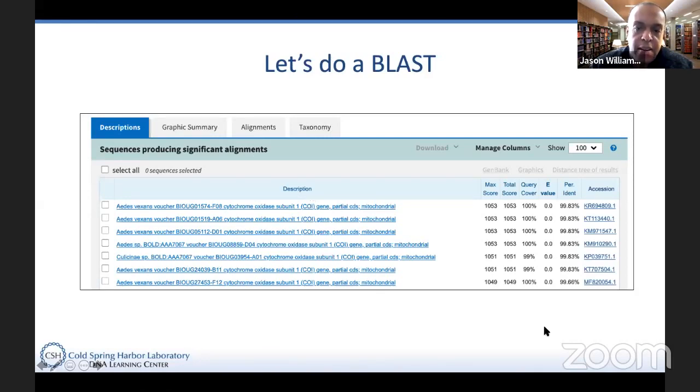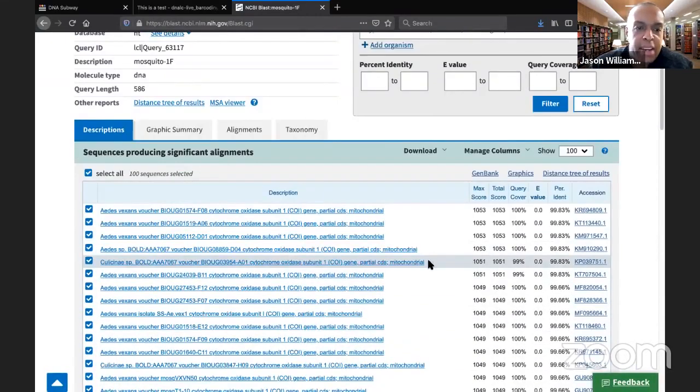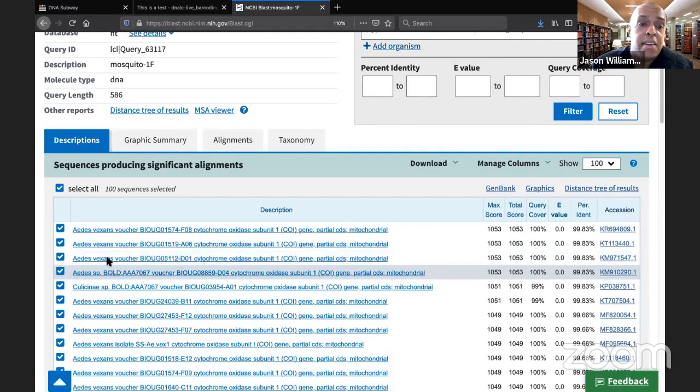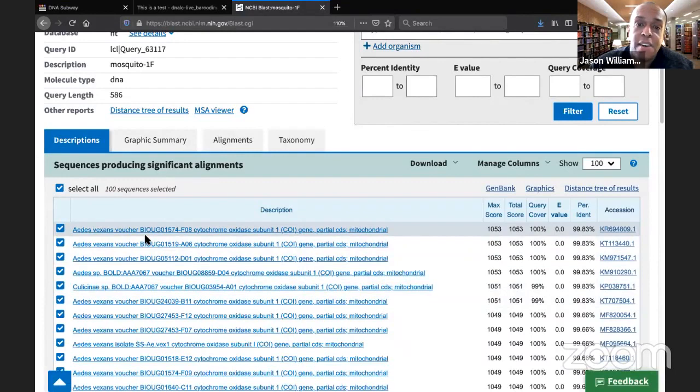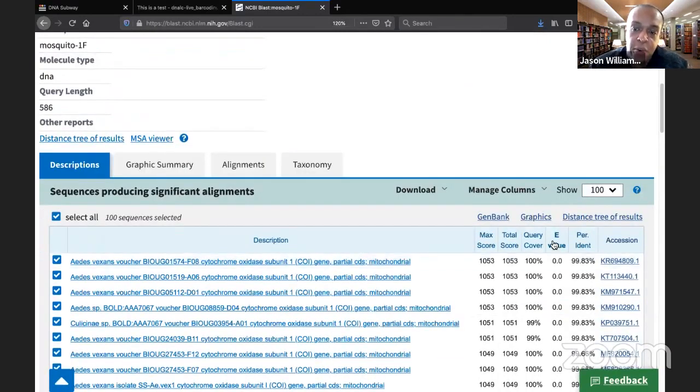Okay. All right, so the result took a few seconds, but when we come back are search results, which we're also going to do in DNA Subway now. So we've come back and looked and seen that it comes back with the whole things that are Aedes, which are our genus, and Aedes vexans. Now, on the right-hand side, there are some terms called max score, total score, query, e-value, percent identity. I'm going to briefly explain those.